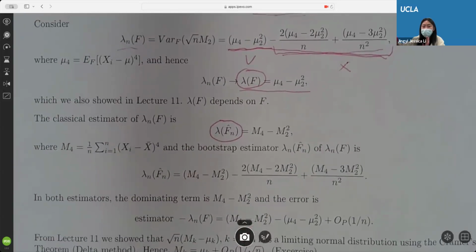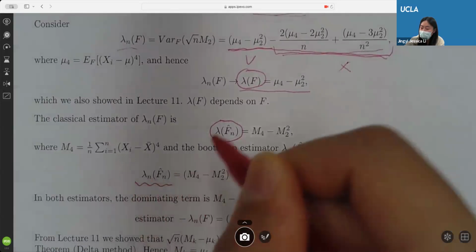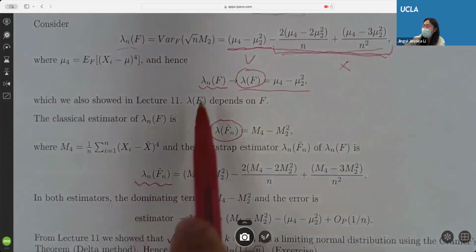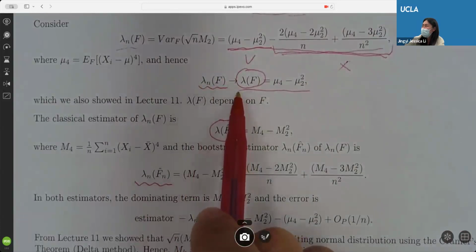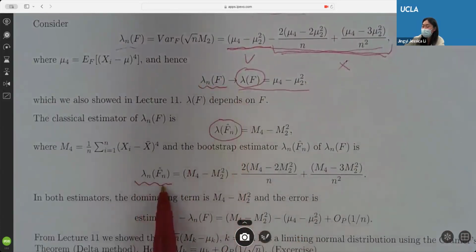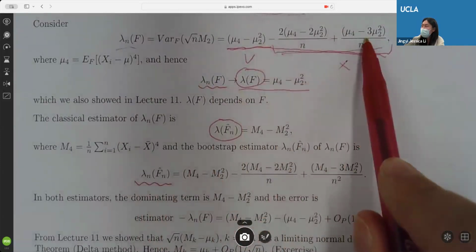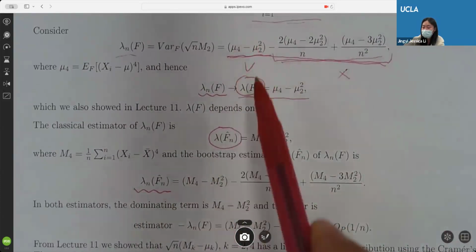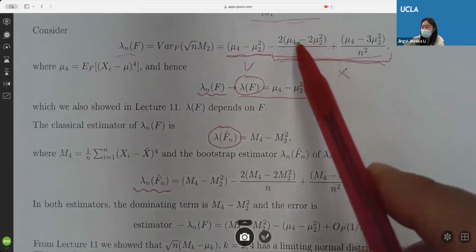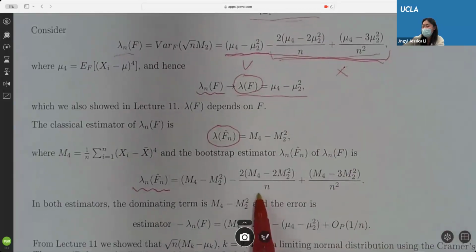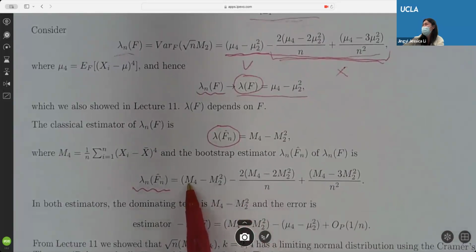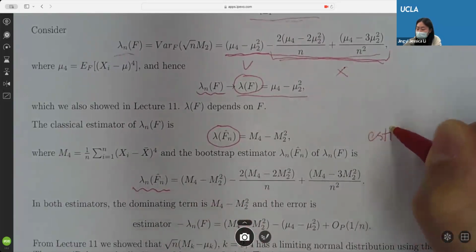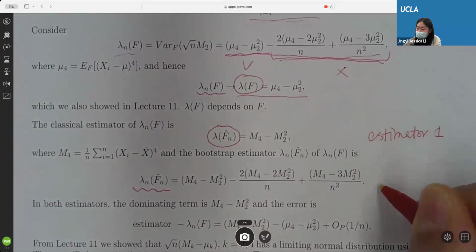Okay. However, the Bootstrap estimator, look at here. The Bootstrap estimator is trying to plug in lambda nf, not lambda f. So essentially, here's lambda nf and hat. So when you do plug in, you keep all three terms above. You plug in each. Mu4 becomes m4, mu2 becomes m2. Yes, you see, each of the three terms remain. Just we change mu to m. Does that make sense? So therefore, you have two estimators. This is estimator 1, and this is estimator 2.